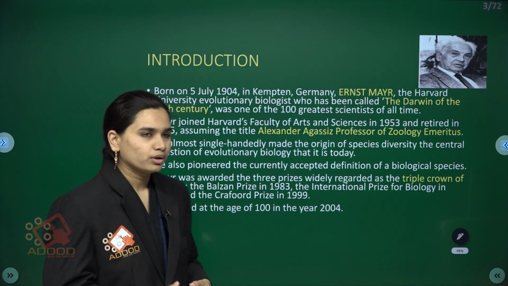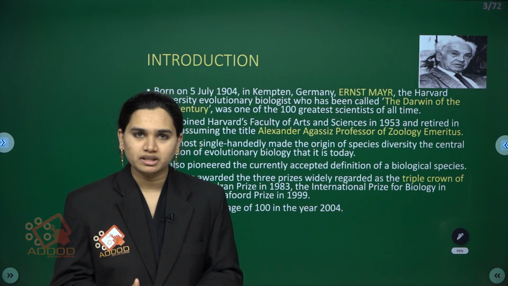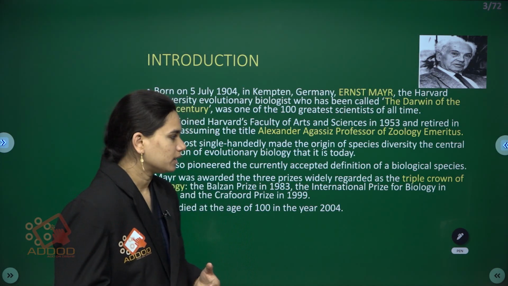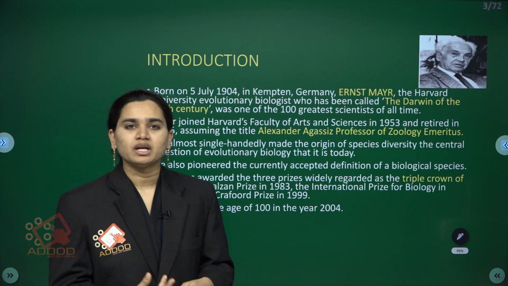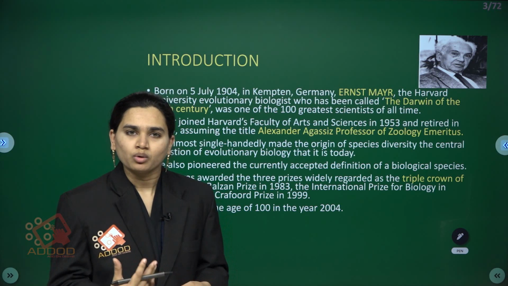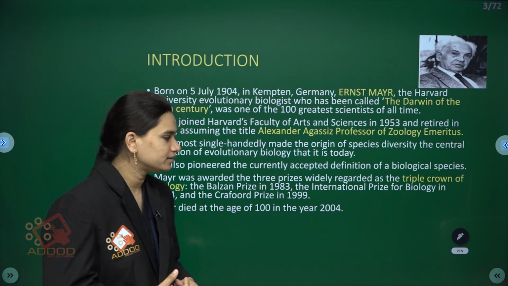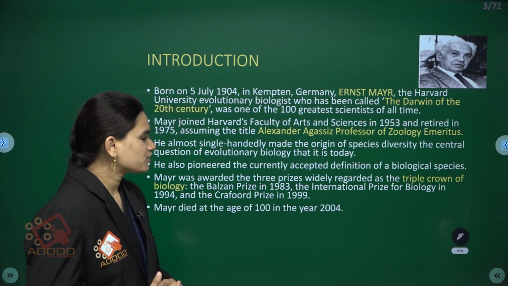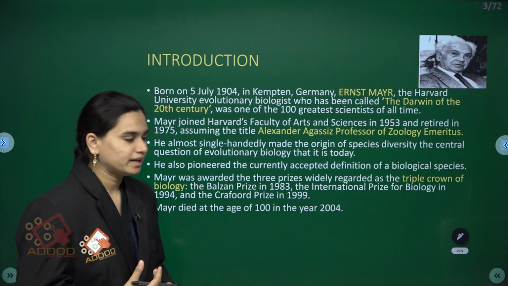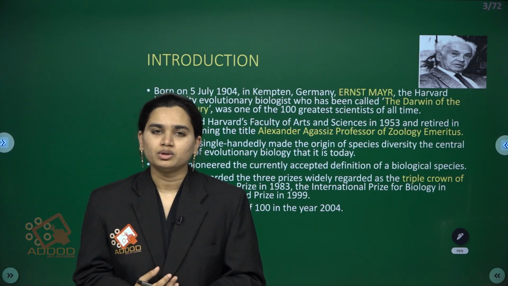I already told you the present definition of species that we use was given by Ernst Mayr himself, and he has contributed a lot to the discovery of various species as well. Ernst Mayr was awarded 3 prizes, and hence he is considered the Triple Crown of Biology. The first was the Balzan Prize, which he received in 1983. The second is the International Prize for Biology in 1994 and the Crawford Prize in 1999. Ernst Mayr died at the age of 100 in 2004.